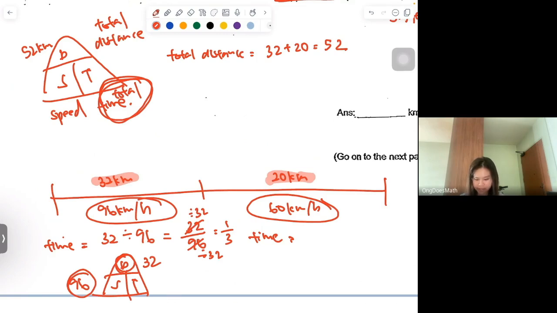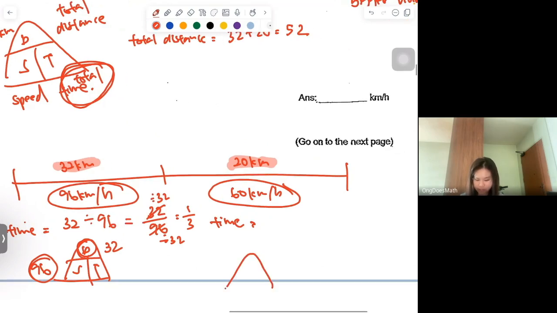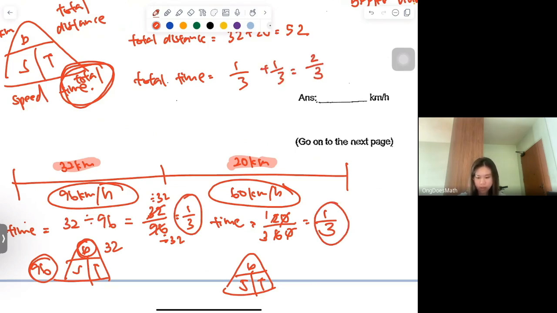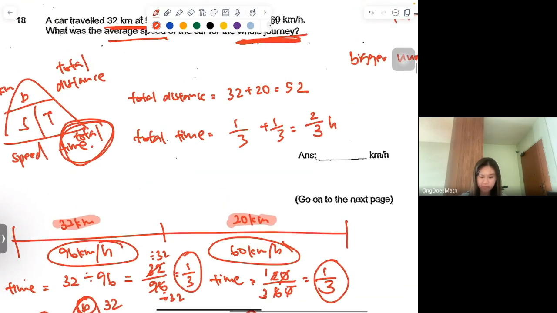Next, the time for the second part, same logic, DST. To find out the time, you take the distance, divide by the speed. So cancel a 0. Both are divisible by 2. 2 divided by 2 gives you 1. 6 divided by 2 gives you 3. So you also have 1/3. So the total time taken for the whole journey was just 1/3 plus another 1/3, which gives you 2/3 hour.